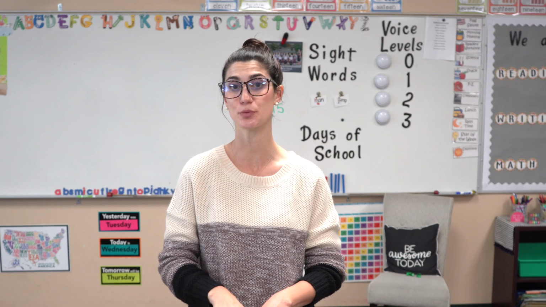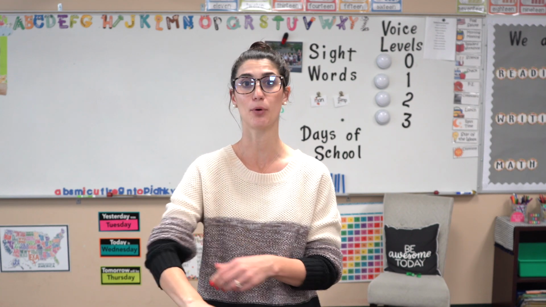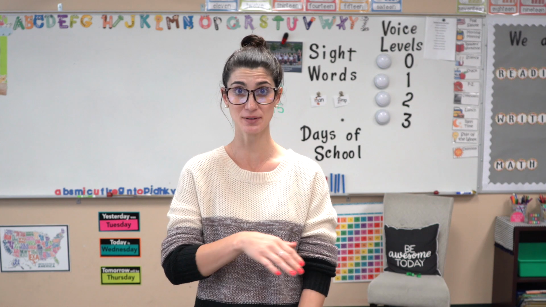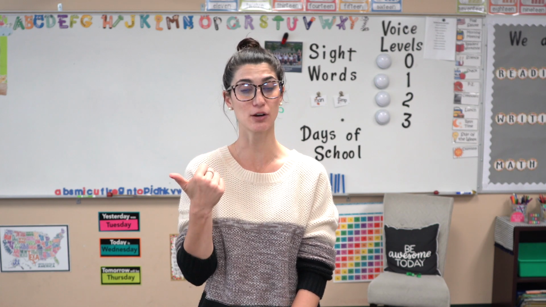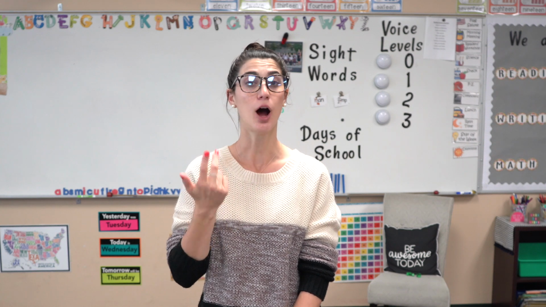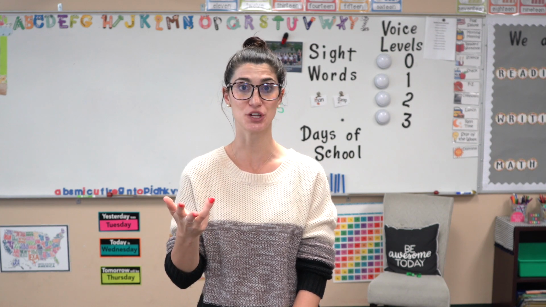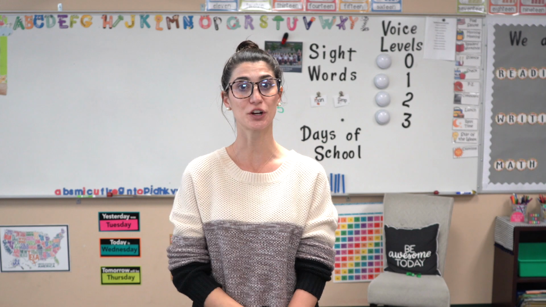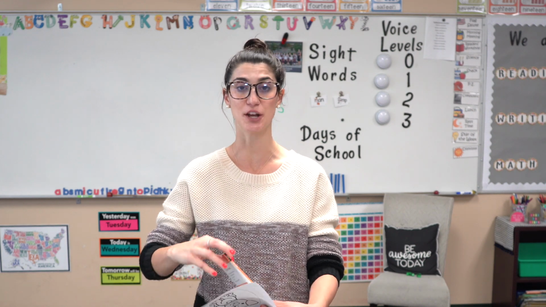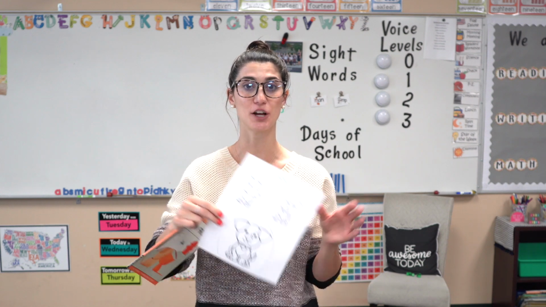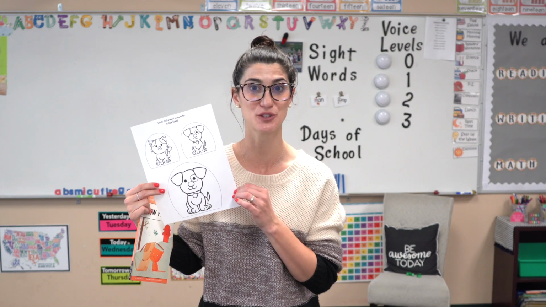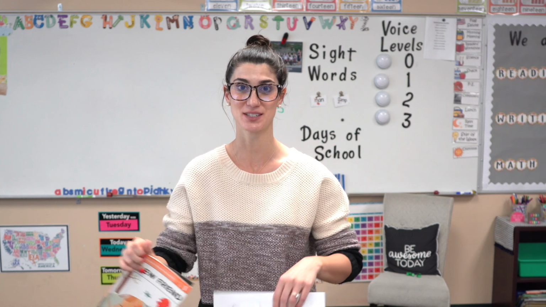So in order for us to retell it, we need to remember the important parts of our story. And we've been talking about those parts all week. So the important parts are our characters, our setting, our problem, and our solution. So we're gonna fill out a graphic organizer together for our book, A New Friend. And once we have that, you guys are gonna be able to go off on your own and retell the story using our cutouts.